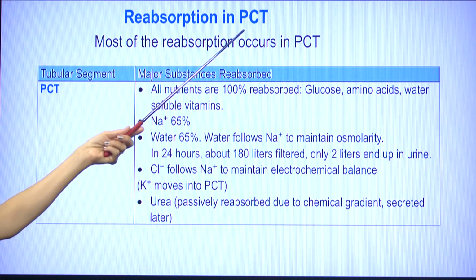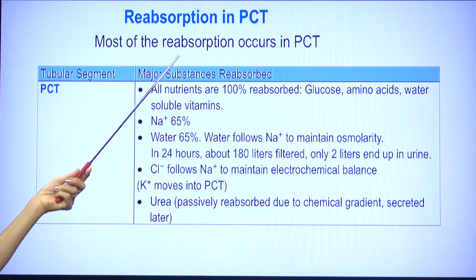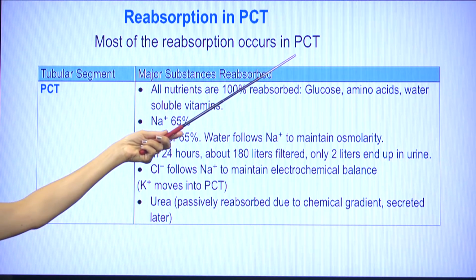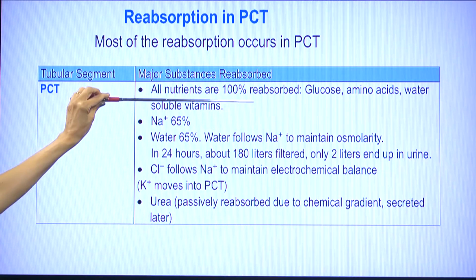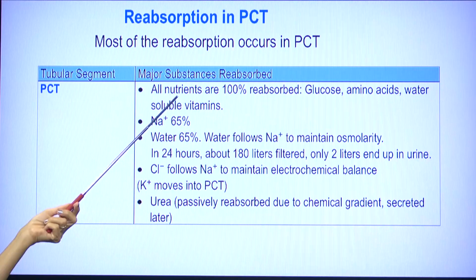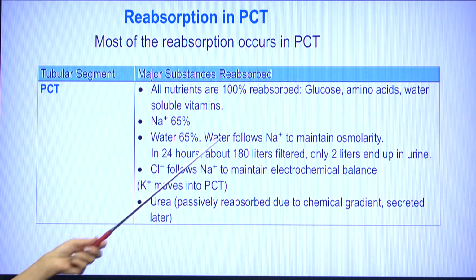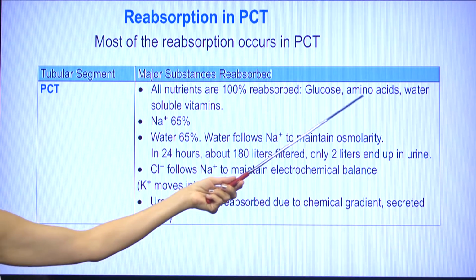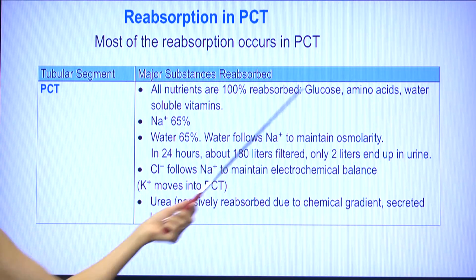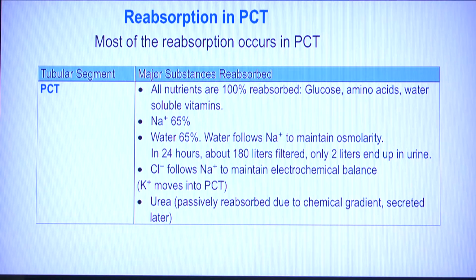Let's start with the proximal convoluted tubule. You will notice that most of the reabsorption will occur in the proximal convoluted tubule. There are so many substances that are reabsorbed here. We're going to start with nutrients. We are going to reabsorb 100% of all the nutrients, all the glucose, all the amino acids, the water-soluble vitamins. All of these are going to be returned to the blood in the proximal convoluted tubule.